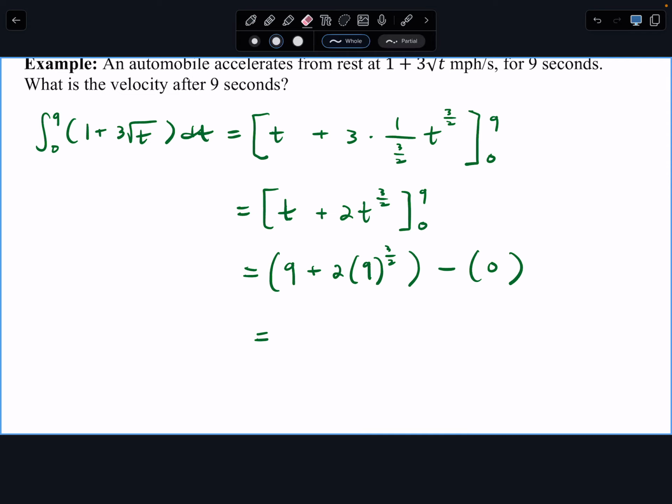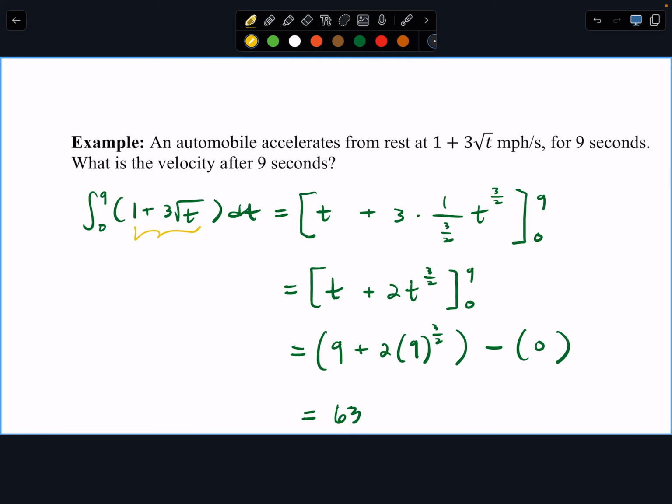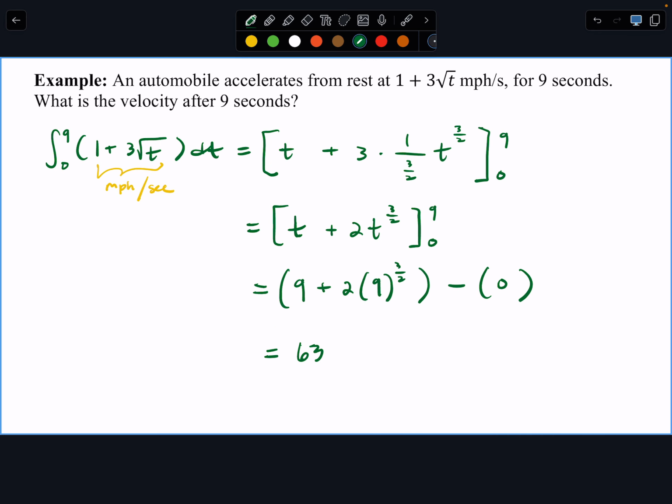Which ends up being 3 cubed would be 27 times 2, so 9 plus 27 times 2. Thank you. Now, if the units here are miles per hour per second, what are the units on 63 going to be? Just miles per hour.